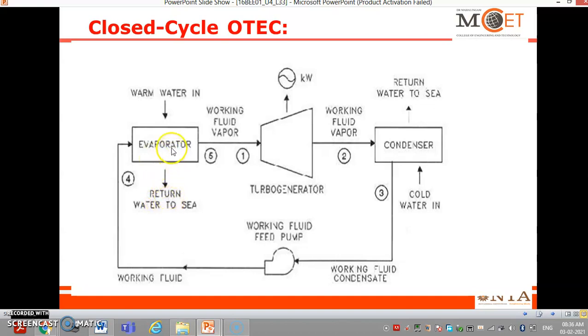Then warm water has been fed into the evaporator, and the output of the evaporator returns water to sea level. So the condensed output has been again returned to seawater. The input is nothing but cold water.